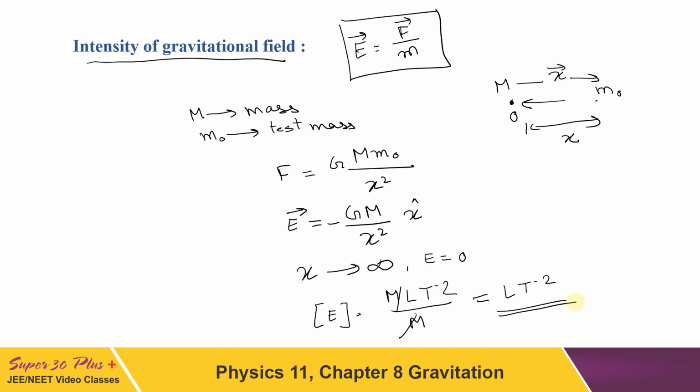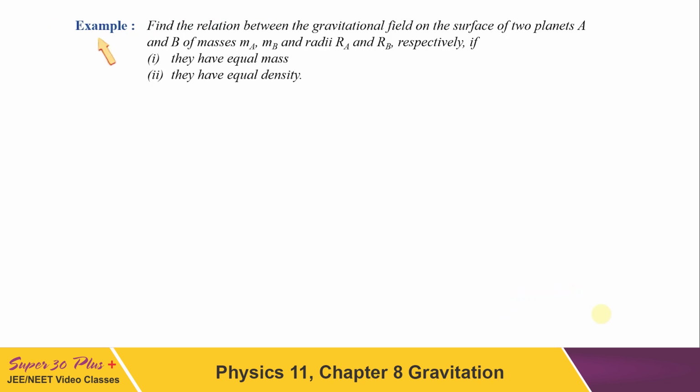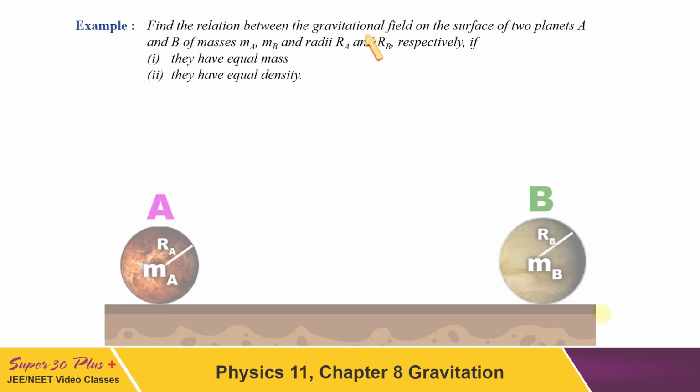Now let us solve a few questions based on this concept. The first question is, find the relation between the gravitational field on the surface of two planets A and B of masses Ma, Mb and radii Ra and Rb respectively, if first we consider they have equal mass. Okay, so let us start with this.